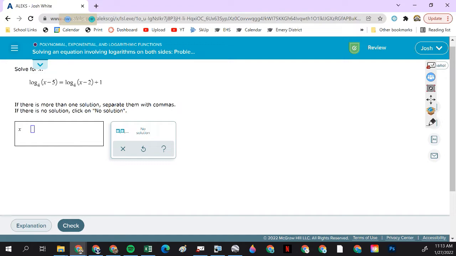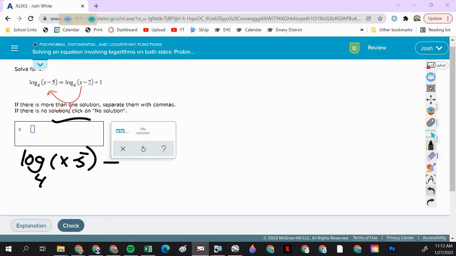So what I need to do is put my 2 logarithms together. So I need to move this logarithm over here using subtraction. Okay. So on the left side, I get log base 4 of x minus 5 minus log base 4 of x minus 2 is equal to 1. Now what?